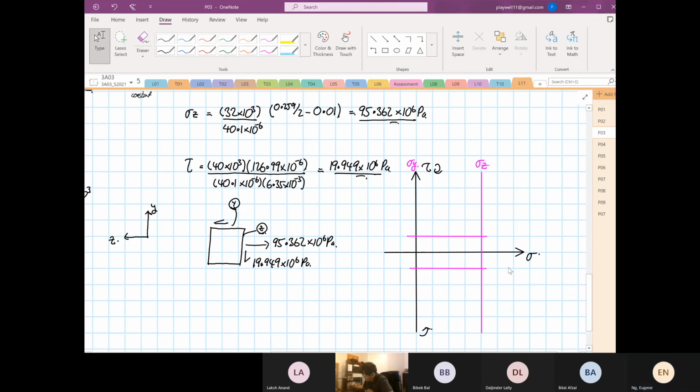And this is your point Z, and this is your point Y. So now we know that it intersects from here to here. So now we can draw a circle, and you can construct a Mohr circle.